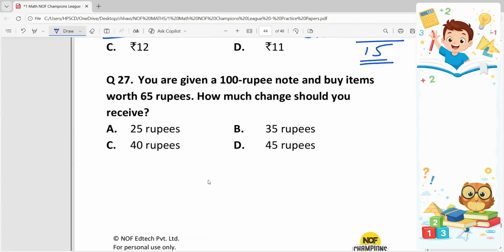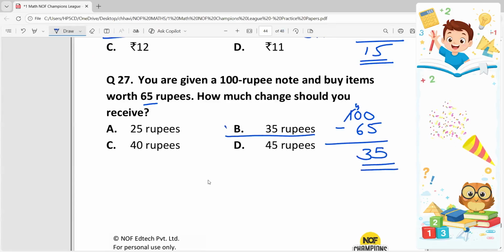27. You are given a 100 rupee note and buy items worth 65 rupees. How much change should you receive? So you have to subtract, because you have to find out what is remaining with you. So when we subtract, 10 minus 5 is 5, 9 minus 6 is 3, and this is cancelled. So 35 rupees is the answer.